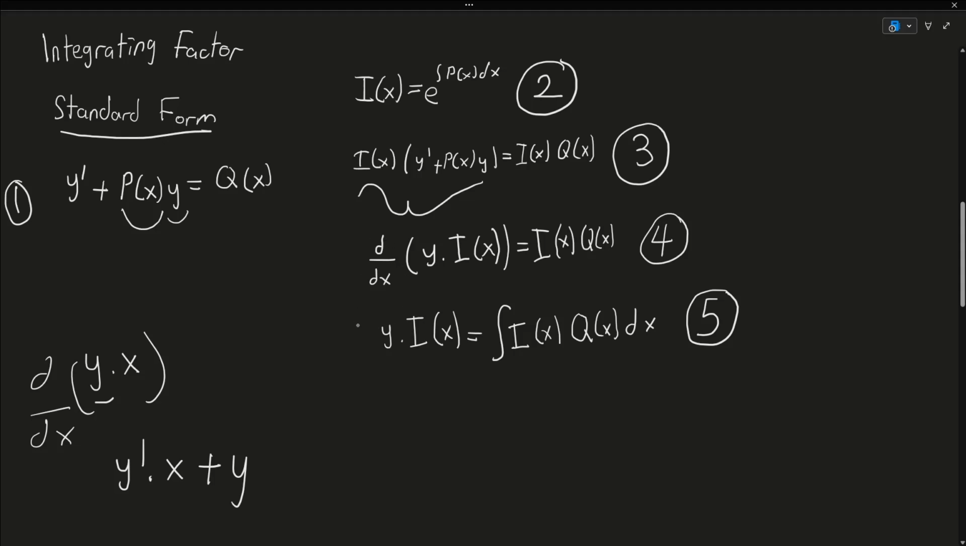So you're going to integrate both sides. When you integrate the left hand side, you get rid of the d dx with the integral, by the fundamental theorem of calculus. On the right hand side, you have the integral of I of x times q of x dx. Solving this integral will generate some kind of x function. Let's call this t of x.